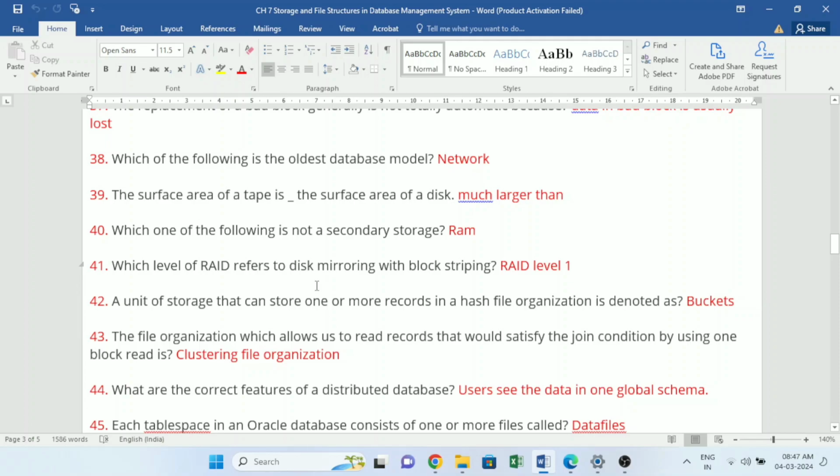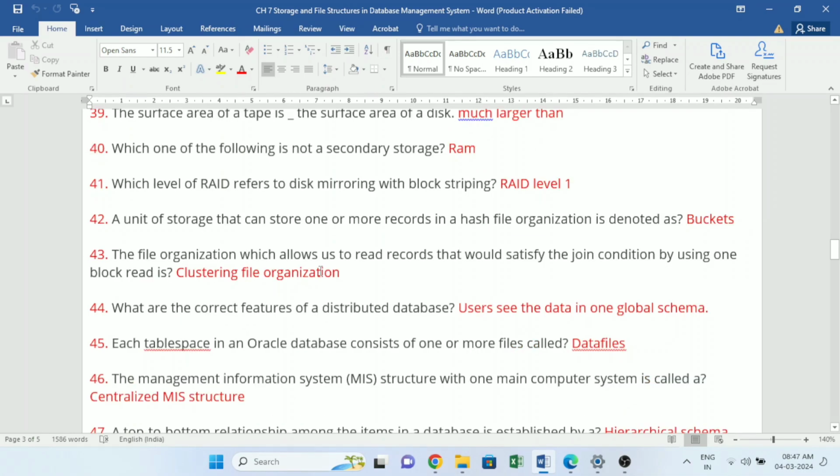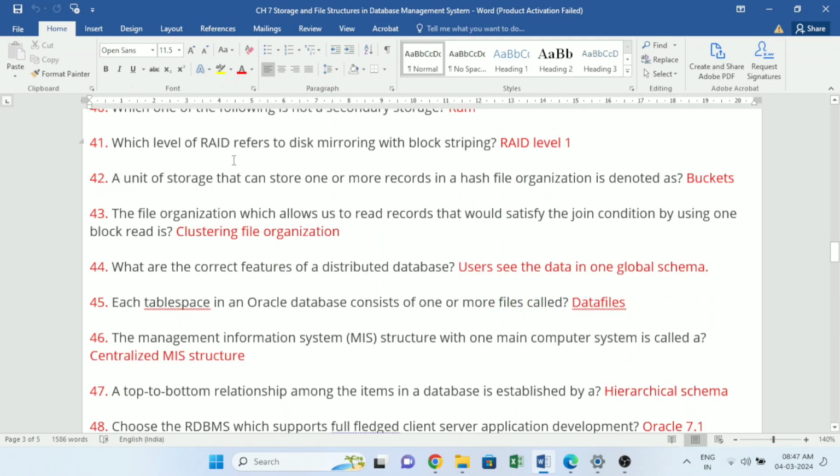39. The surface area of a tape is _ the surface area of a disk. Much larger than. 40. Which one of the following is not a secondary storage? RAM. 41. Which level of RAID refers to disk mirroring with block striping? RAID level 1. 42. A unit of storage that can store one or more records in a hash file organization is denoted as buckets.